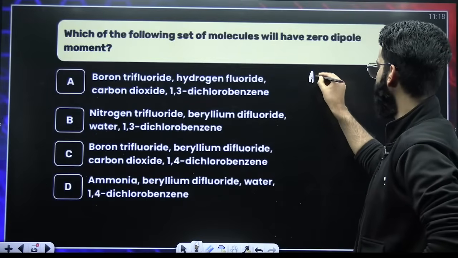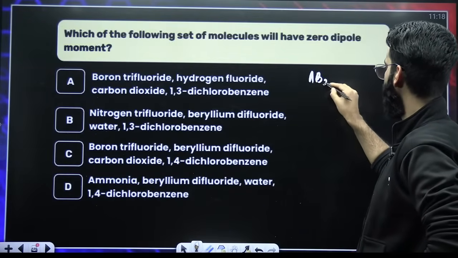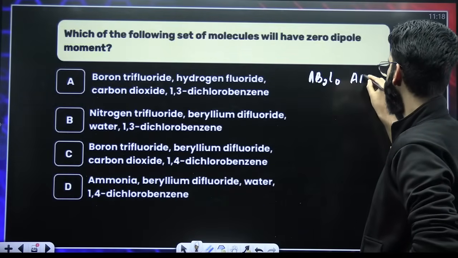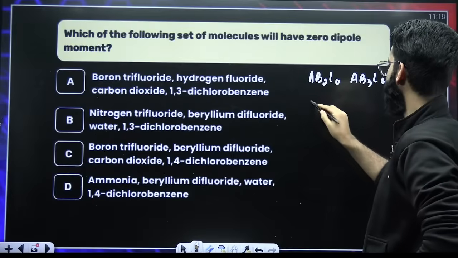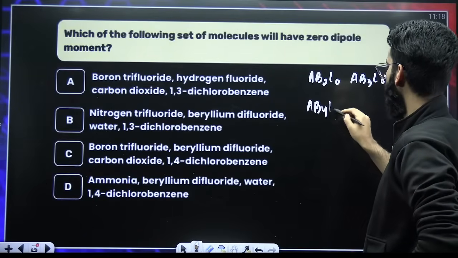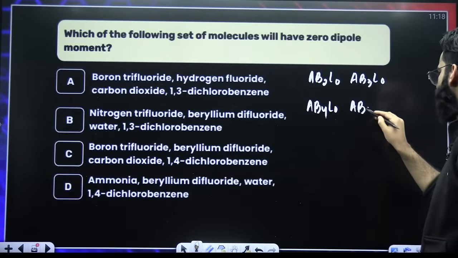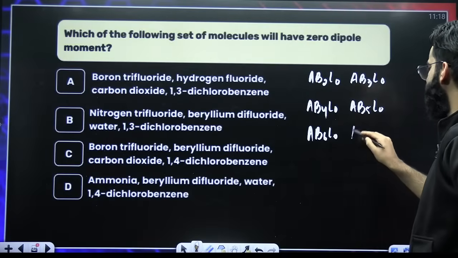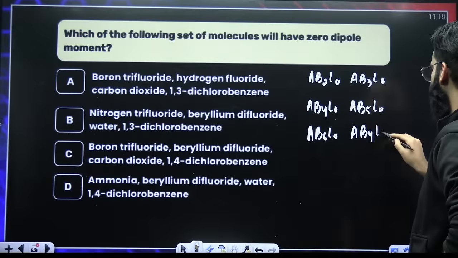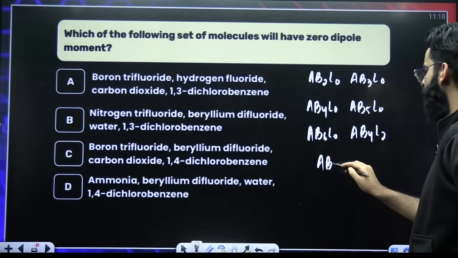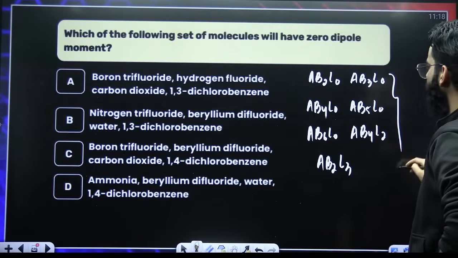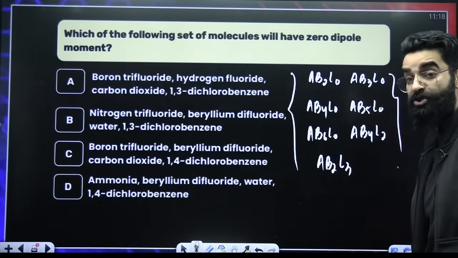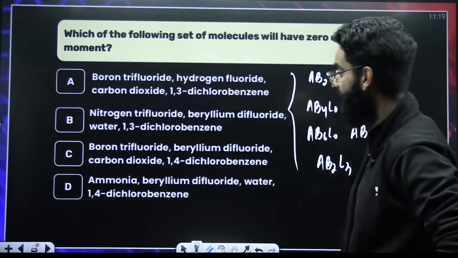I've told you yesterday, if you remember, AB2L0, AB3L0, AB4L0, AB5L0, AB6L0, AB4L2, AB2L3. All these species, what do they show? They show zero net dipole moment, right?